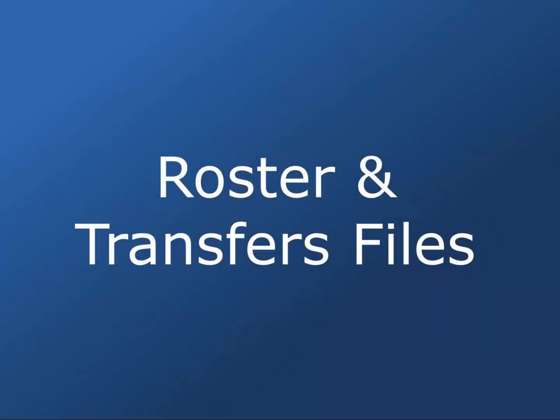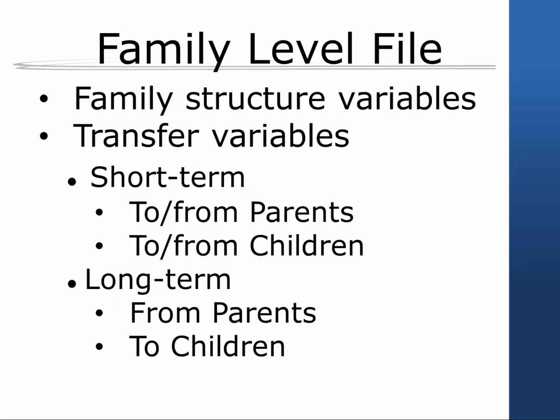The 2013 Rosters and Transfers module was released in two files, the family level file and the parent-child file. The family level file contains information at the family level for heads and, if applicable, wives in 2013. The parent-child file contains roster and transfer information already linked for users for specific parent units and children of 2013 heads and wives. The family level file combines information collected in the rosters and transfer sections of the 2013 PSID. The file includes summary information on the family structure, short-term transfers in the last year to and from parents and children, and long-term transfers from parents and to children.